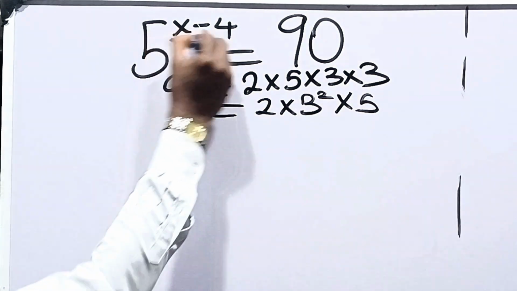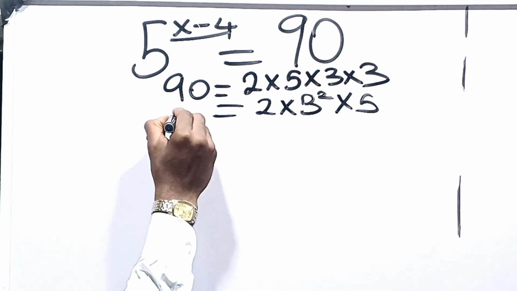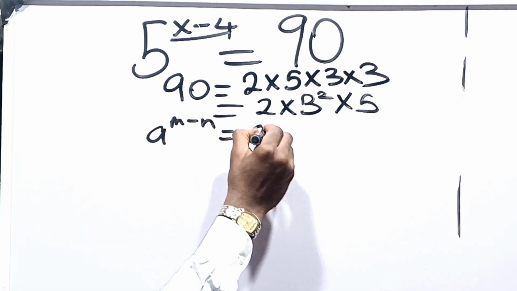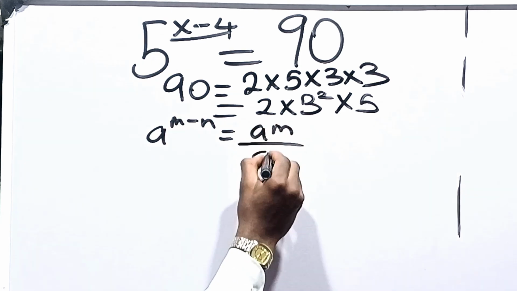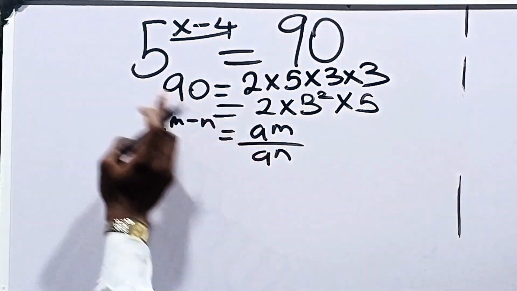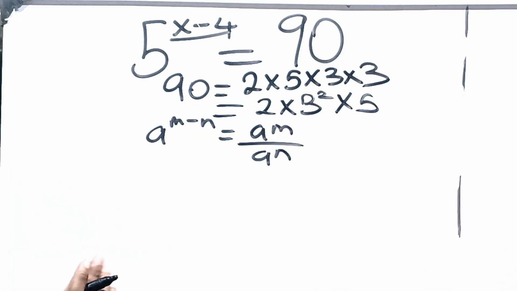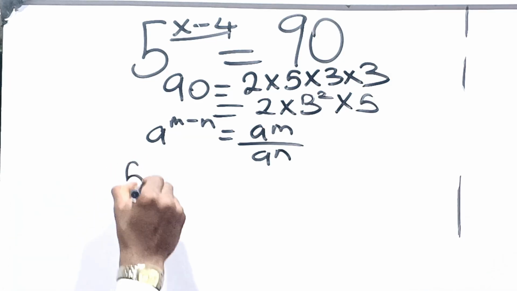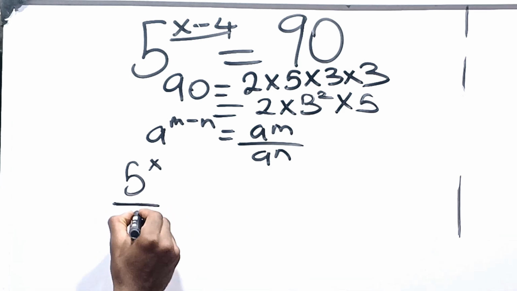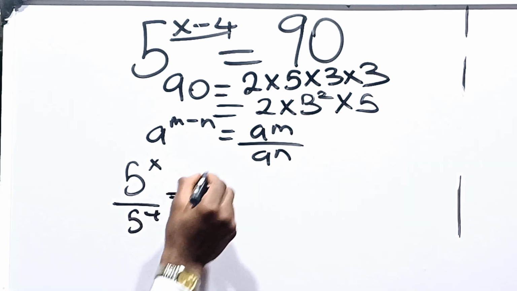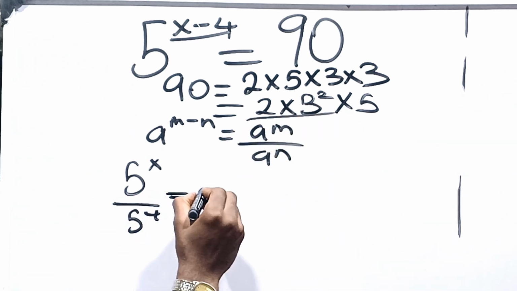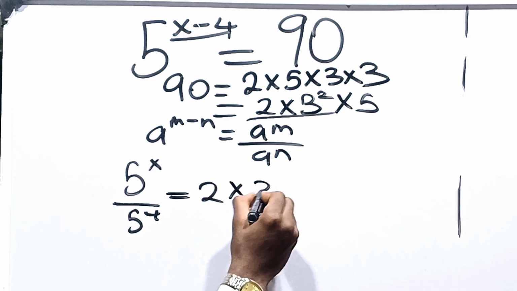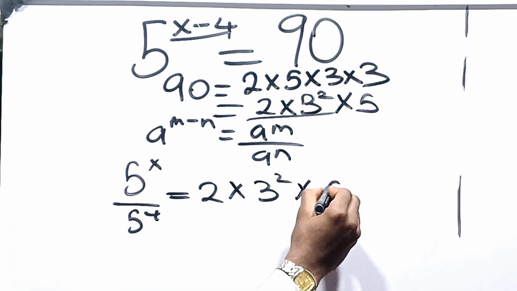Now when you have something like a raised to the power m minus n, it is equal to a raised to the power m divided by a raised to the power n. So here, applying this law, we are going to have 5 raised to the power x divided by 5 raised to the power 4 equal to 90, which is now this, so we have 2 times 3 squared times 5.